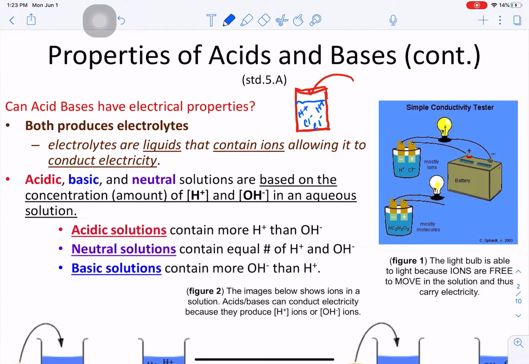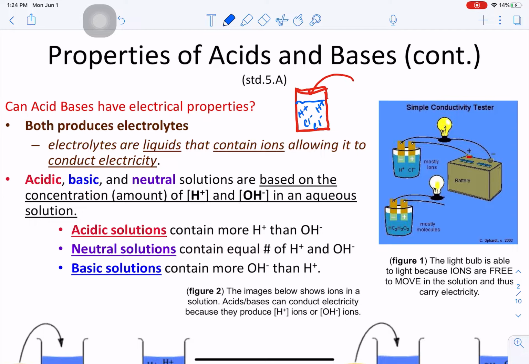All right, now, the next tab. It says acidic, basic, and neutral solutions are based on the concentration or amount of H plus and OH minus in an aqueous solution. So we talk about acids and bases with the concentration of hydrogen ions or the concentration of hydroxide ions. So what does that mean? Well, an acidic solution is going to have a higher concentration of H plus ions. A neutral solution, they're going to be the same amount. A basic solution is going to have more OH minus in solution.